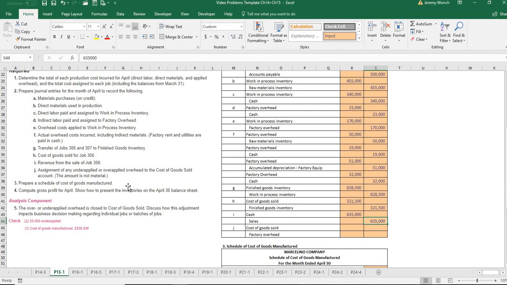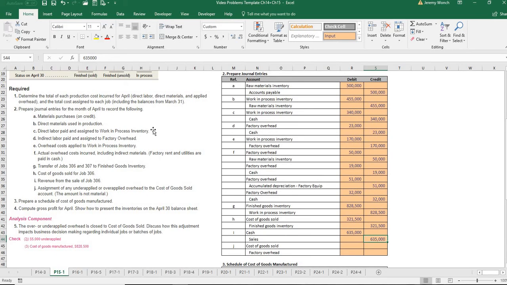And so then the last one says assignment of any under or over applied overhead. So earlier when we were talking about our overhead bucket, we estimated how much money is going to be in that bucket, and we applied that to the jobs. But chances are we're probably a little bit off. Maybe we took too much out of the bucket, or maybe there's some left. So if there's some left over, we need to apply that to cost of goods sold, or if we took too much out of the bucket, we need to reduce cost of goods sold.